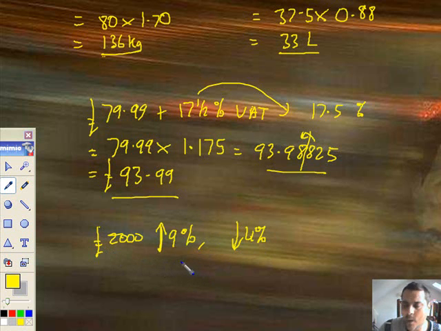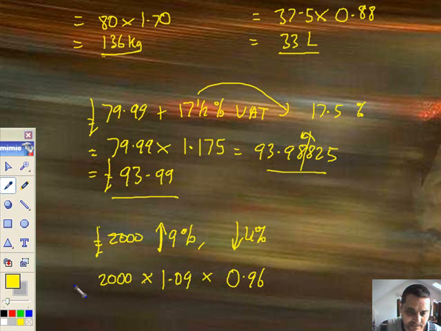Now, if I'm going to go up by 9%, I need to multiply by 1.09. If I'm going to go down by 4% next year, I still have 96% of that original price. Well, the price of the year previous to that. So that's going to be 0.96. So I multiply year on year, and that's my original £2,000 investment in shares.